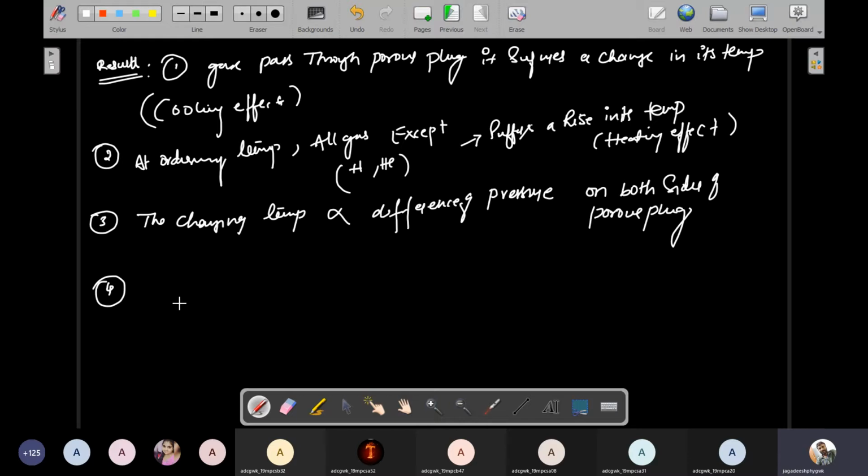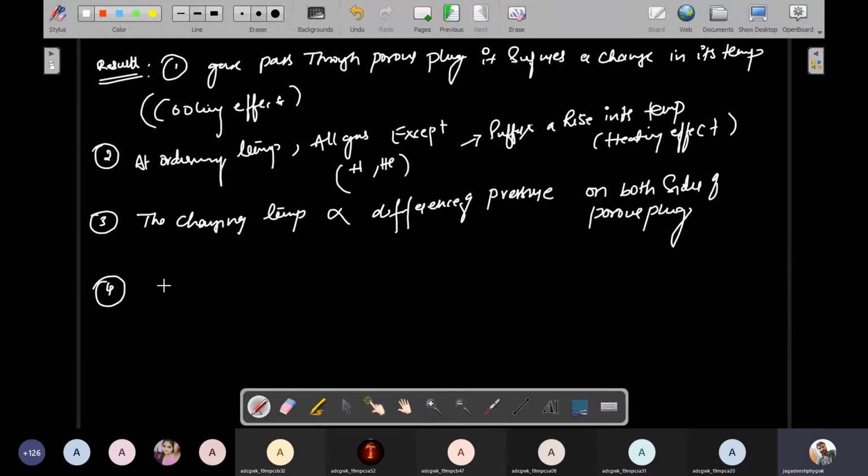So I don't want to give more explanation about the fourth point, because the fourth point is about the last conclusion of this experiment. From the conclusion of the experiment we can discuss that point. So please note these points.